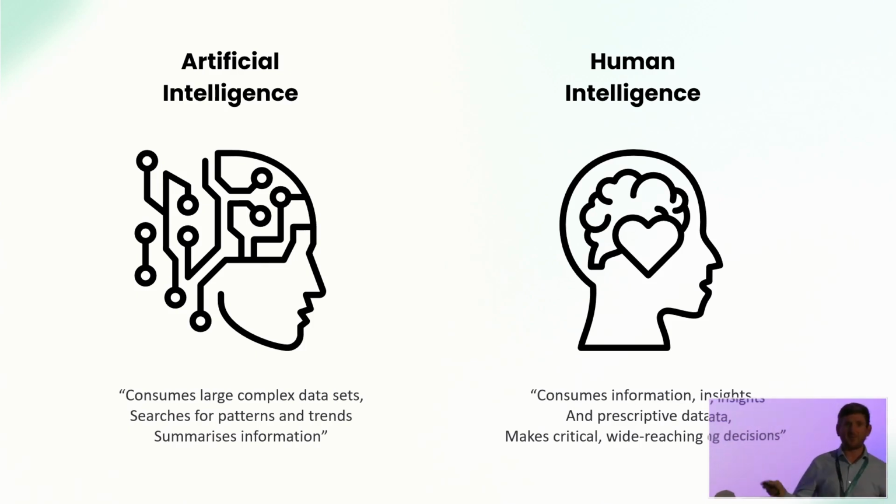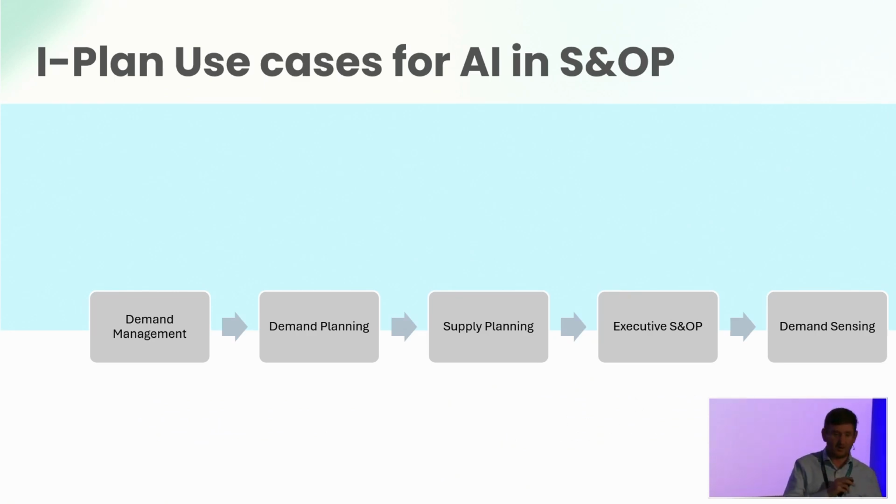So I wanted to share a bit about what we do in iPlan around artificial intelligence. I've got our typical, well-known S&OP process: demand management, demand planning, supply planning, executive S&OP process, and then an add-on there in demand sensing, managing real-time incoming orders.